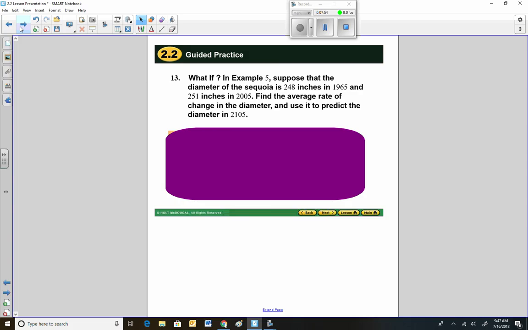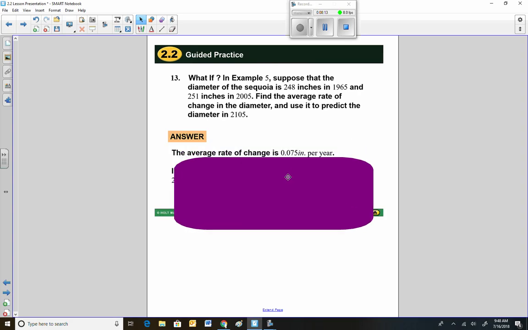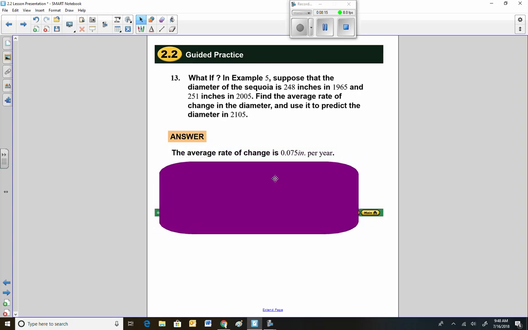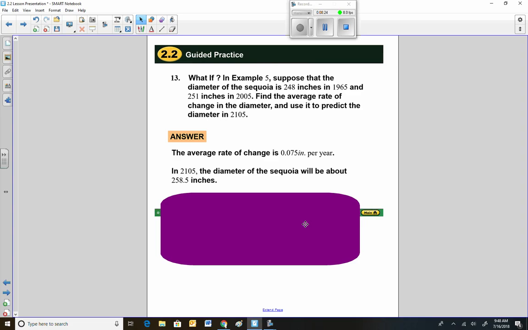All right. I would like you guys to do this final question: a 248-inch sequoia in 1965, 251-inch sequoia in 2005. Please find the average rate of change, which is also known as slope. Pause your video, give it a try. Okay, so the average rate of change would be 0.075 inches per year. So what would you predict it would be in 2105? All you would have to do is use this times the number of years. So you would get 258.5 inches.